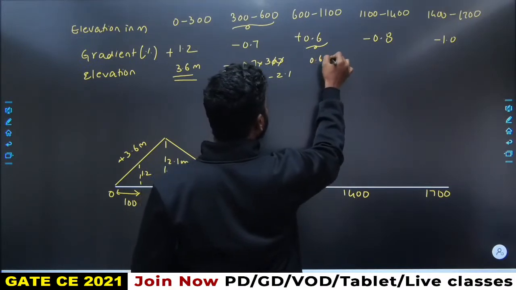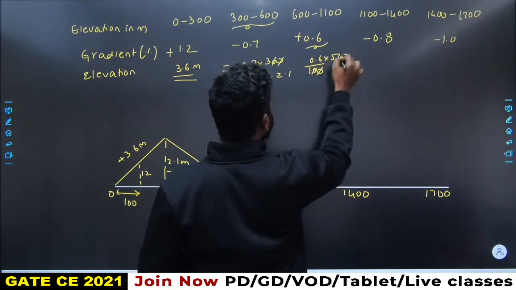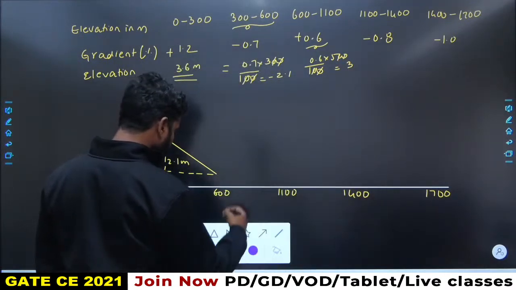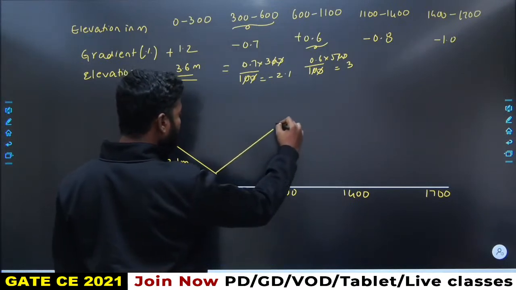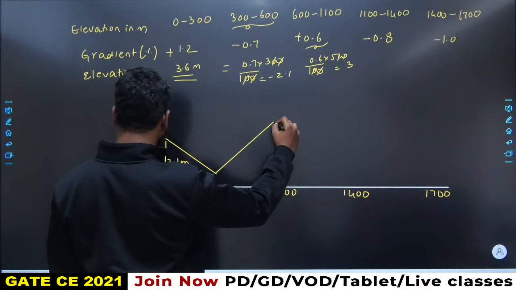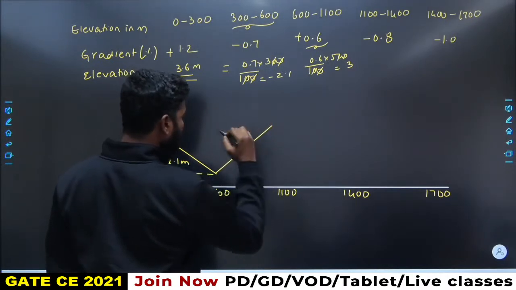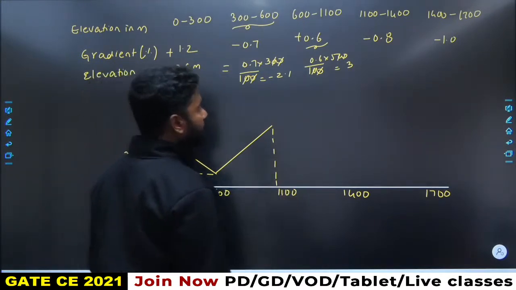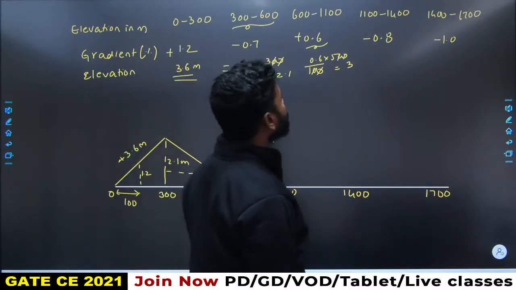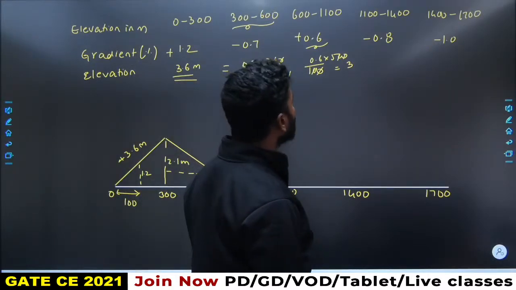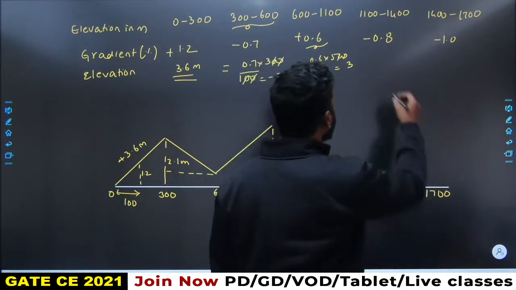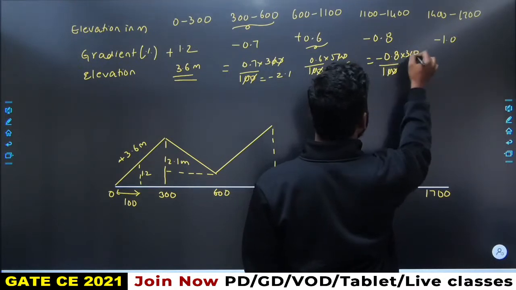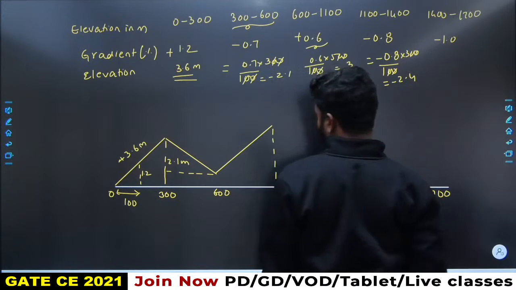So 0.6 multiplied by 500 divided by 100, this equals 3 meters. There is a further rise of 3 meters. So 0.5 plus 3, this would be 3.5. And from 1100 to 1400, there is a fall of minus 0.8. So this equals minus 0.8 multiplied by 300 by 100. So that equals minus 2.4.